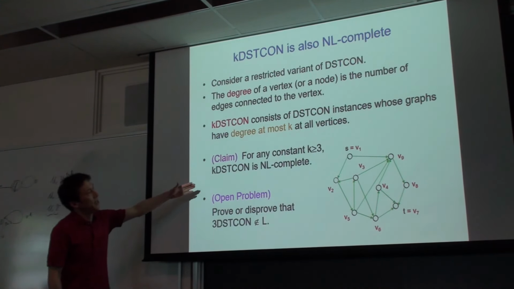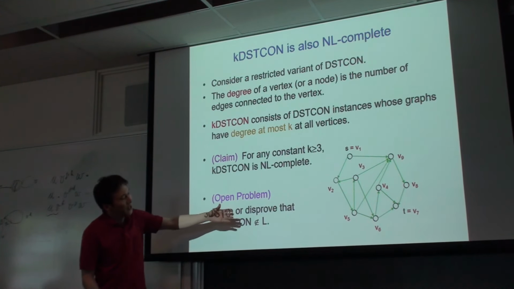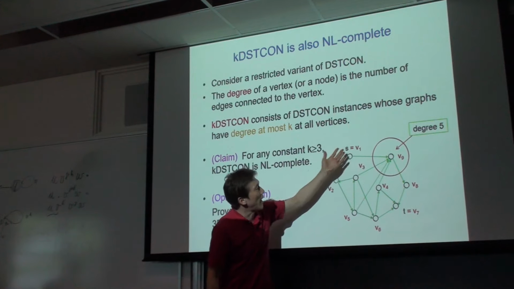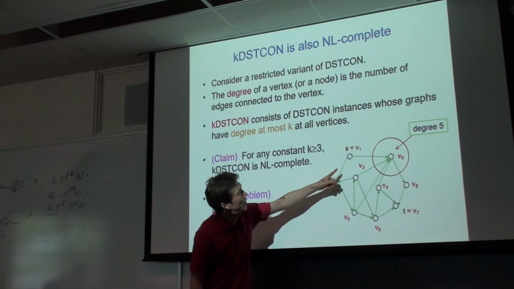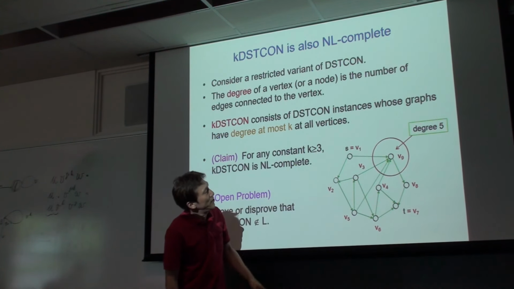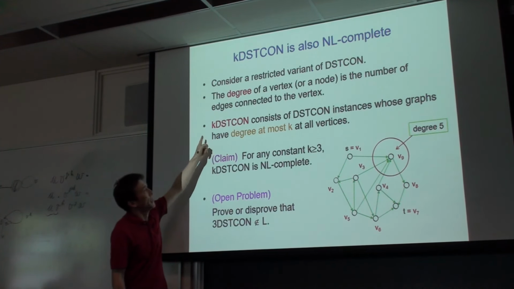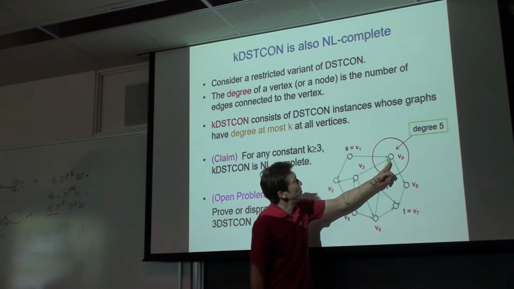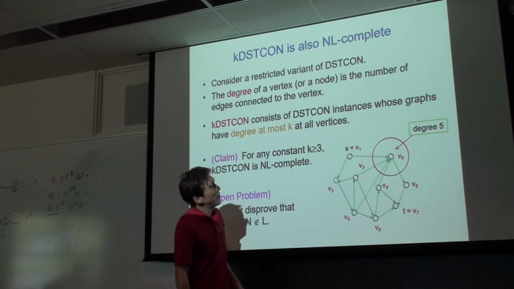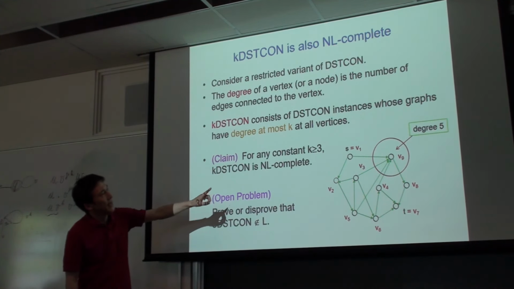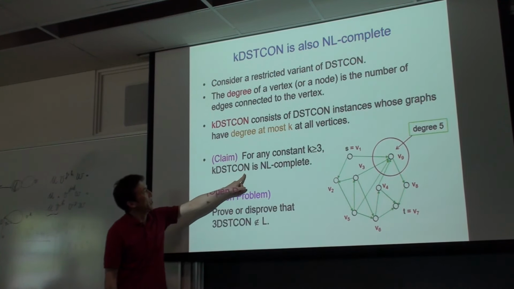Now we restrict the same problem a little bit. For example, this is the given graph. Now we are looking at the degree of each individual vertex. When k is given, the k DSD-con, when k is 5, if you look at all the degrees, all degrees are bounded by k, in this particular case 5. In that case, the SD-con, we define it as k DSD-con.